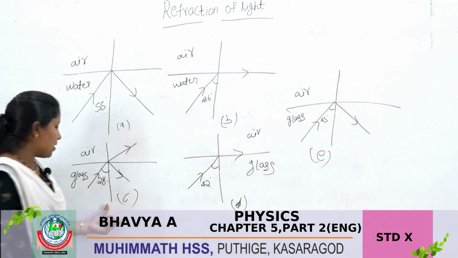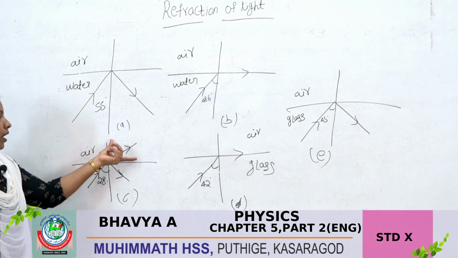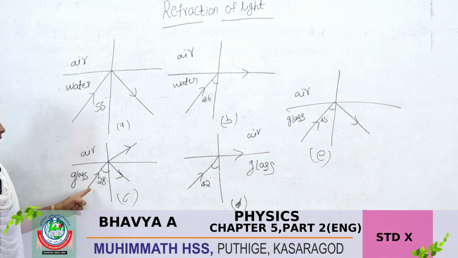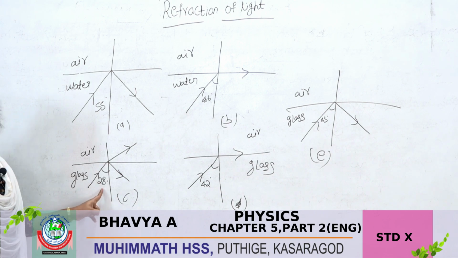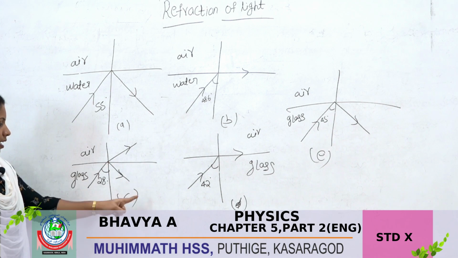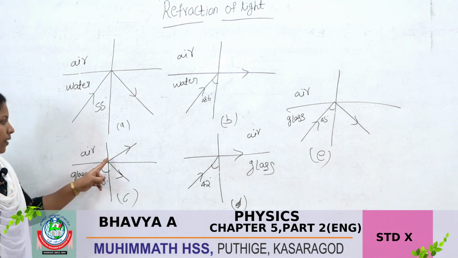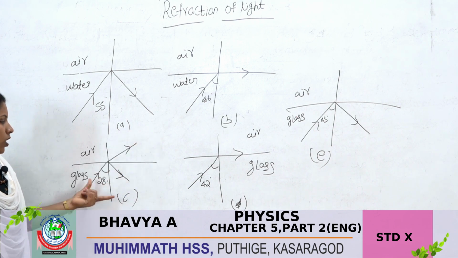In the next picture, a ray of light goes from higher optical density to lower optical density. The critical angle of glass is 42 degrees, and the angle of incidence becomes 28 degrees, which is lower than the critical angle. So it is refracted like that. Here refraction takes place, along with some reflection.